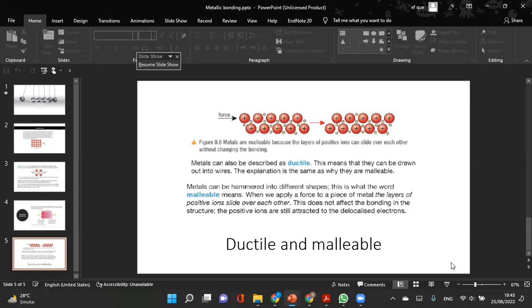So copper on its own will have metallic bonding, like just a piece of copper. It has metallic bonding inside of it. I take that piece of copper and I combine it with a negative ion like chlorine, that will become ionic bonding.